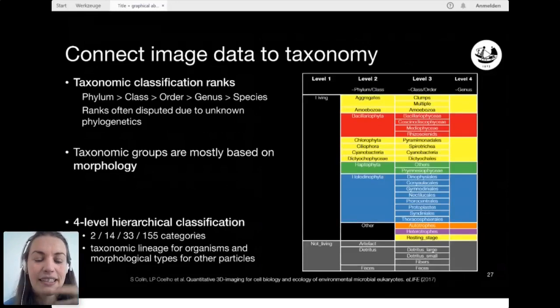Nevertheless, the classification that we use here for the images is based on this kind of 4-level hierarchy. I showed you the first 3 levels here. The fourth one doesn't have space. And you can see it kind of corresponds to the taxonomic lineage for organisms. But then for non-living or other particles, there's some kind of morphological type. So it's like a half taxonomic classification.